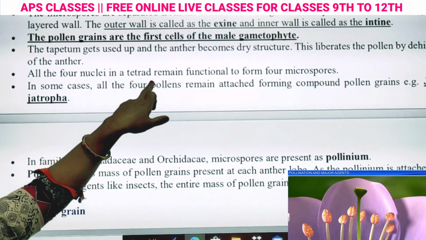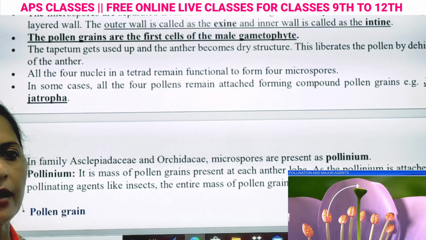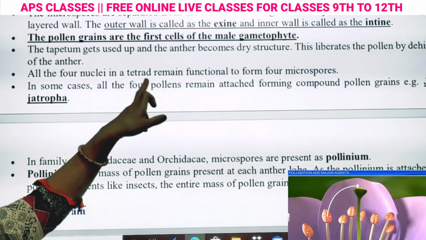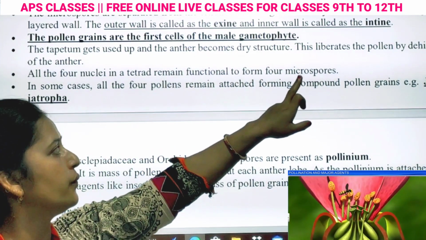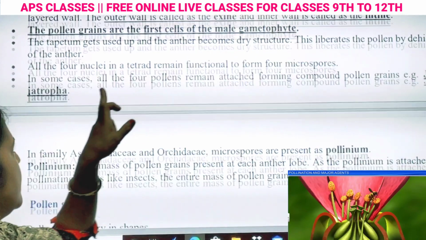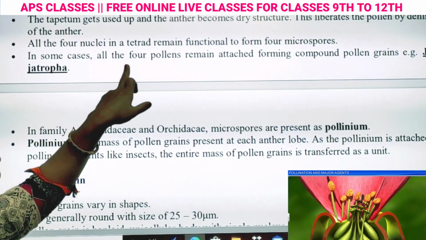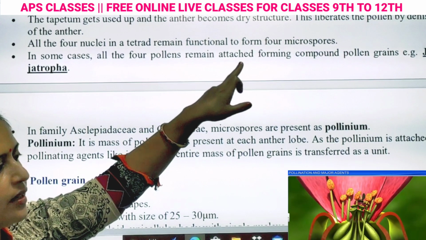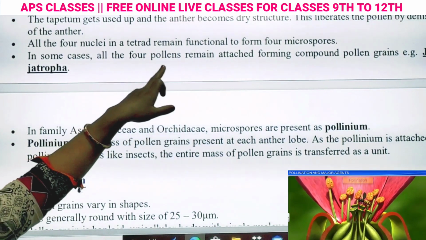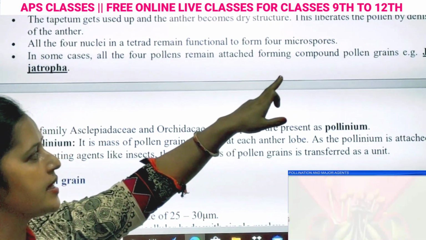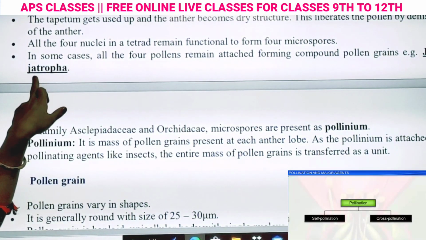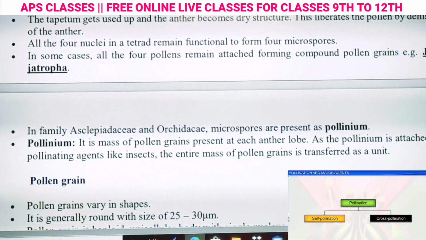All the 4 nuclei in the tetrad remain functional. जितने भी हमारे nuclei हैं tetrad में, वो functional होंगे, और functional होने के बाद वो further 4 microspores बनाएंगे. In some cases, all the 4 pollen grains attach. कुछ cases में 4 pollen grains attach करेंगे, forming compound pollen grains. For example, Juncus jatropha. This is the common example of the pollen grains.